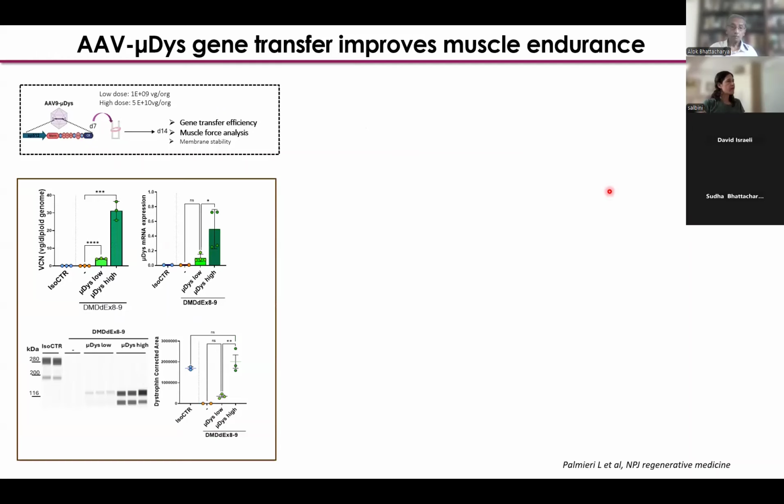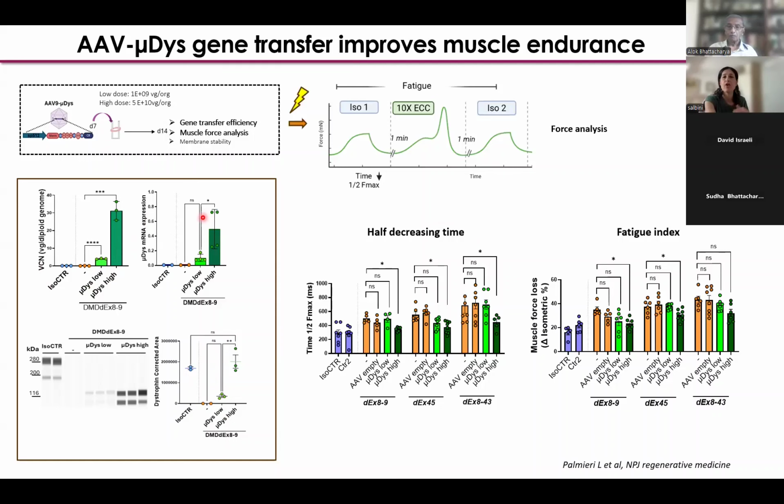Here we have data with the microdystrophin gene transfer. So basically, you can see that microdystrophin can be delivered efficiently, as you can see by the calculation of viral copy number, microdystrophin mRNA expression, and also protein level in a dose-dependent manner. So we first looked at this transfer efficiency, and then we looked at the muscle force analysis following microdystrophin. So as you can see, the protocol can basically show that there is a dose-dependent amelioration of the half decrease time and also the fatigue index for all cell lines.